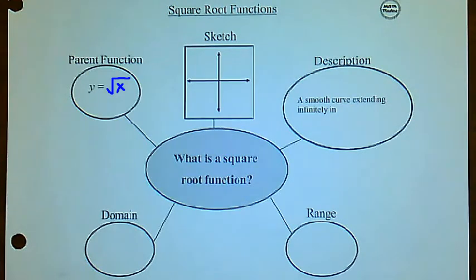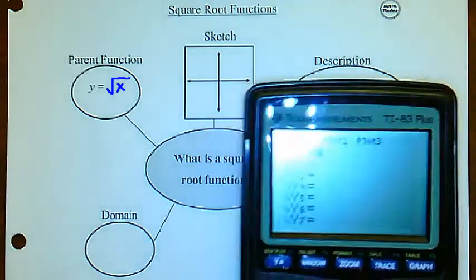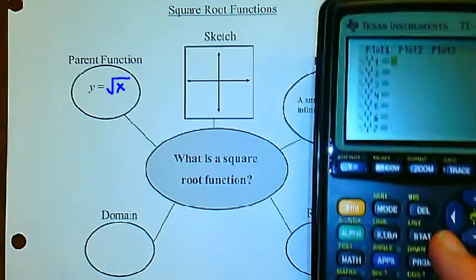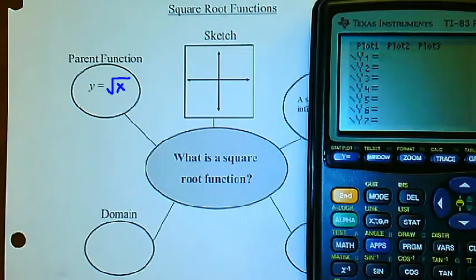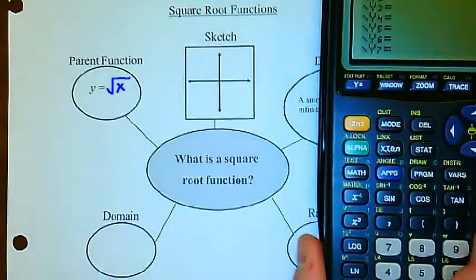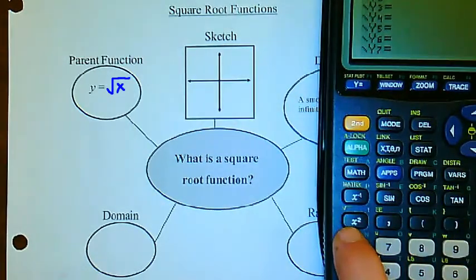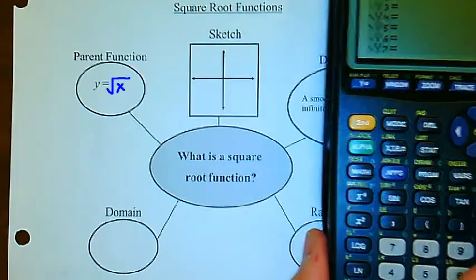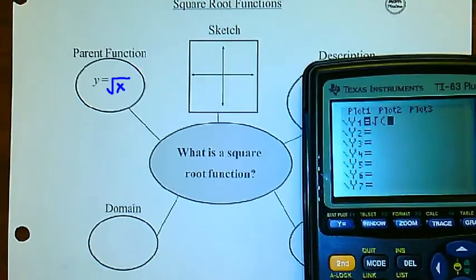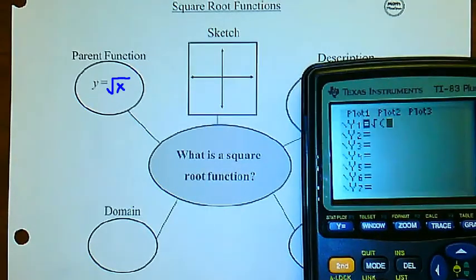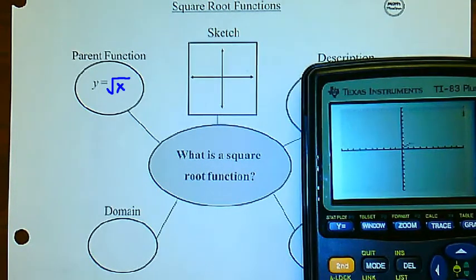Up, down, etc. Okay, so the next thing I want to do is I want to sketch this. So if you go into your y equals, if you hit your second function button and then go to your x squared, right above it is square root. Okay, and then you're going to type in an x and then press graph.